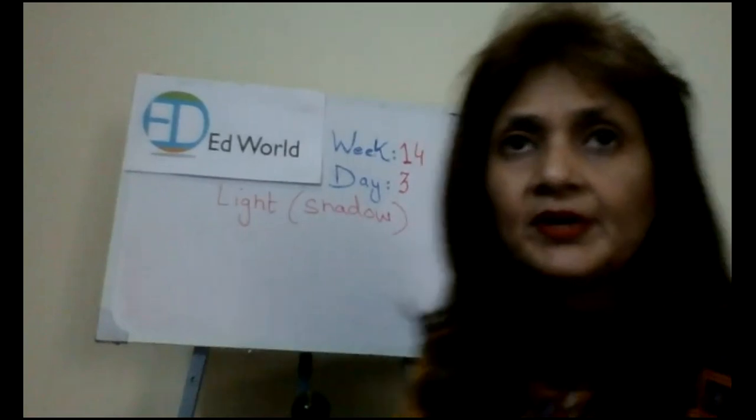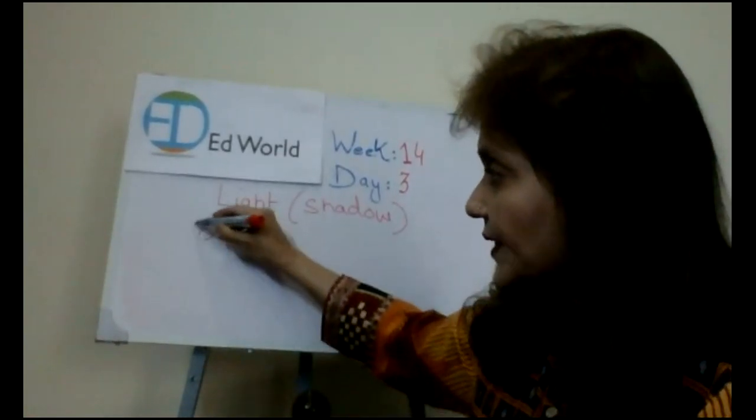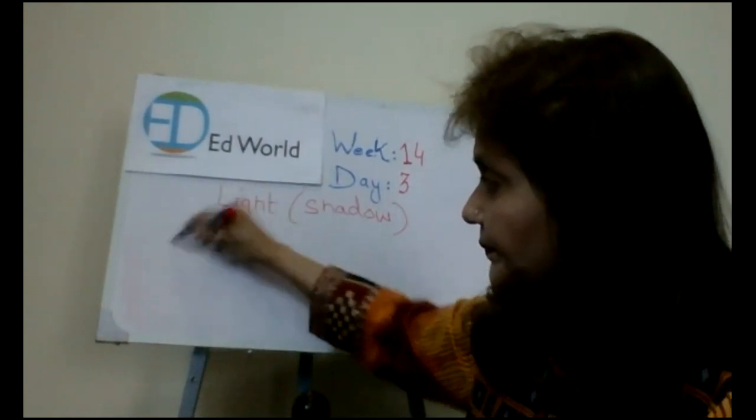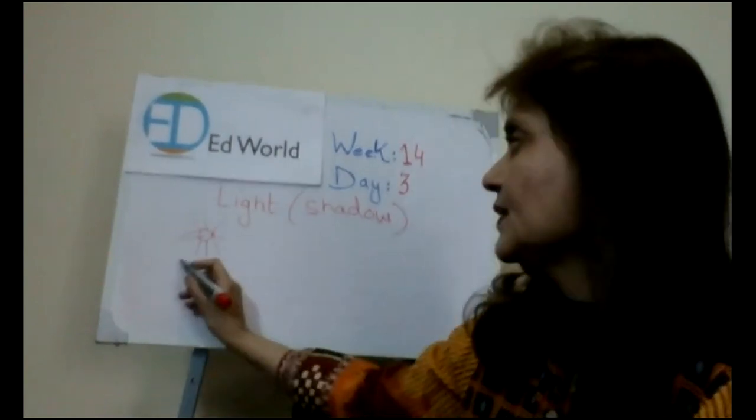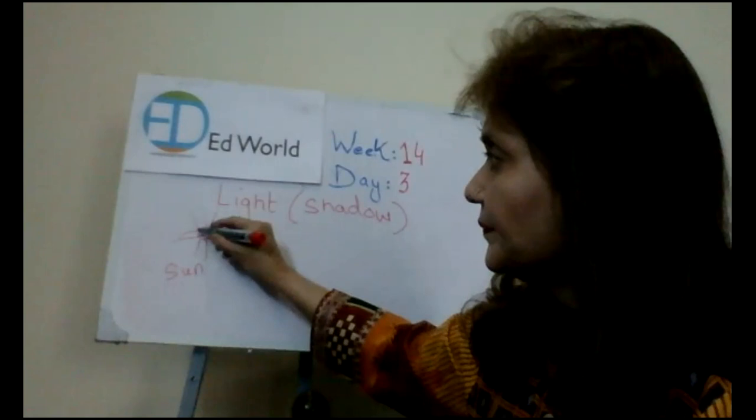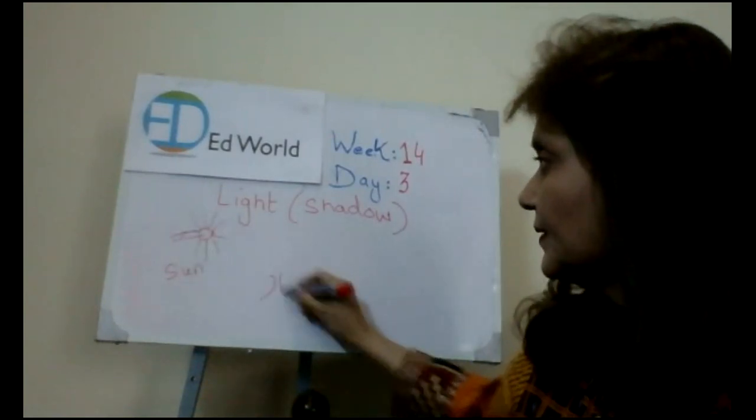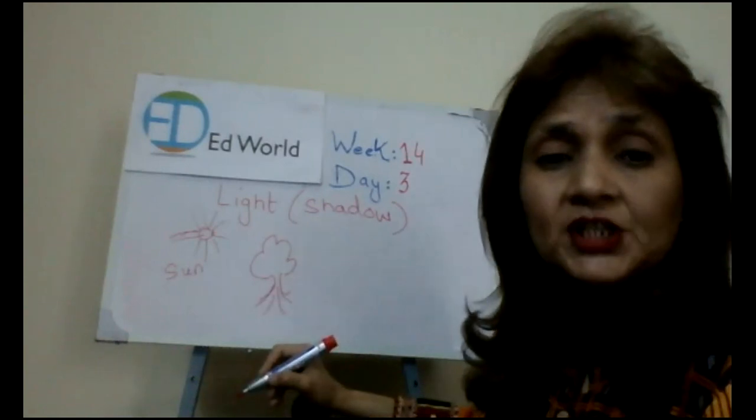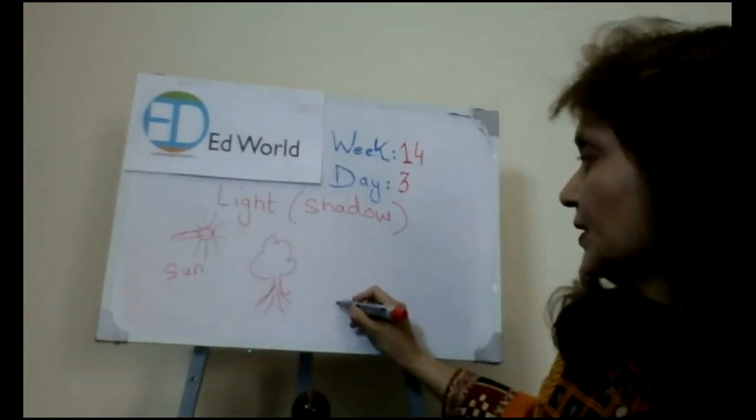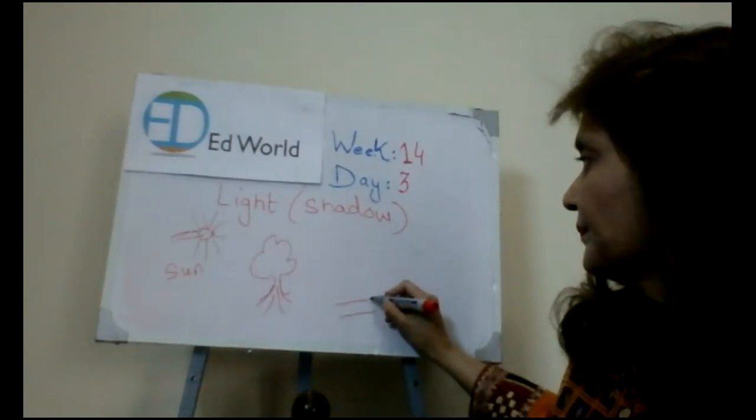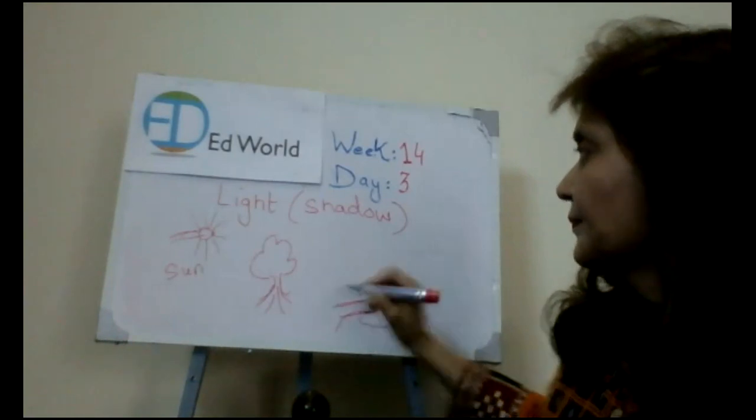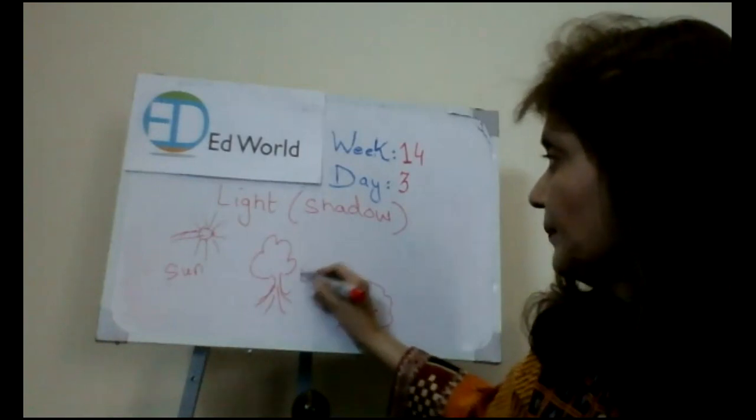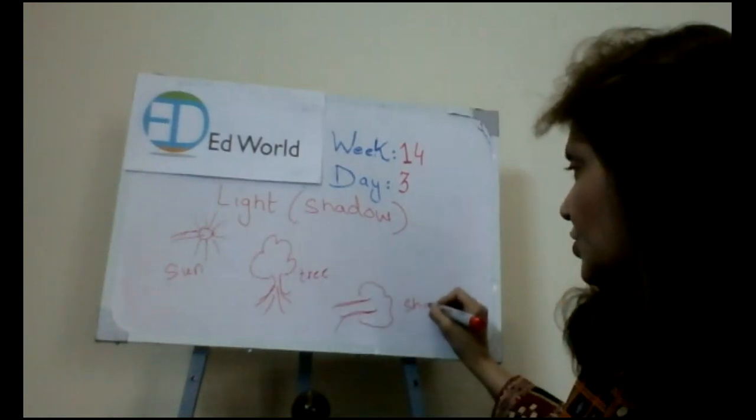Now, what I want you to do is, I want you to draw a picture like this, like I am drawing on the board, and write down the shadow, right? This is, you can say, the sunlight. You can say this is the sun, right? And this is the tree. So where would be the shadow? Of course, here the sun is, here is the tree. The shadow would be like this. This is the tree and this is the shadow.